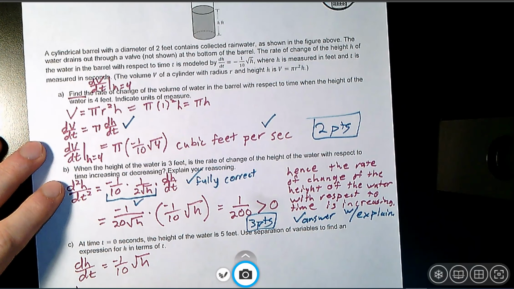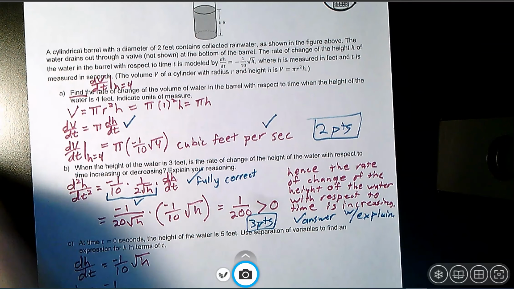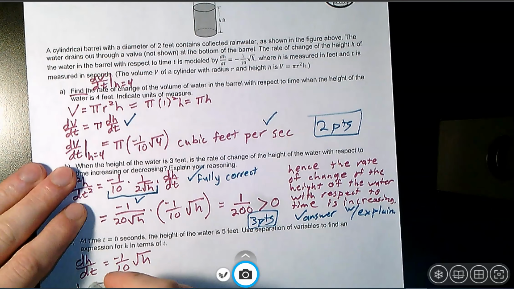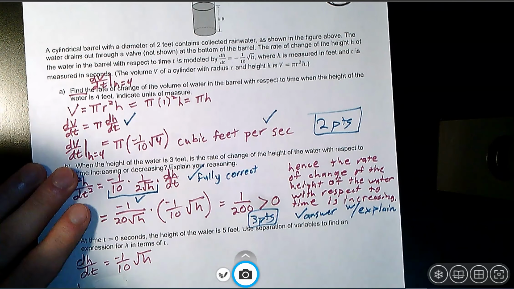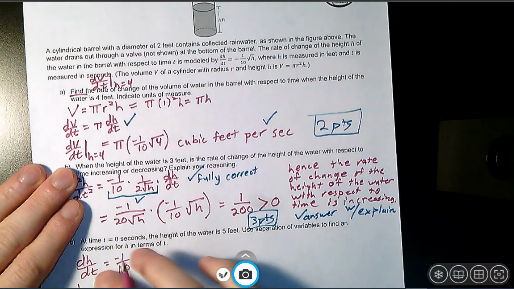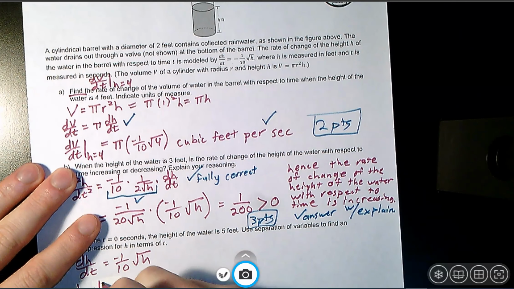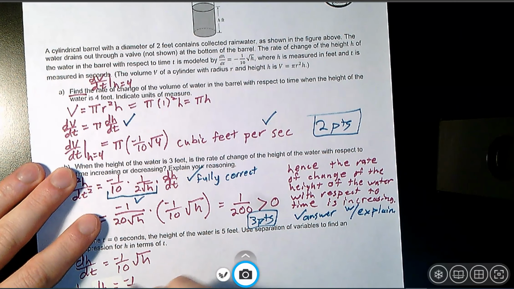It'll be 1 over the square root of h is equal to -1, oh, I'm sorry, I'm forgetting my dh right here, excuse me, times dh is equal to -1 over 10 times dt.